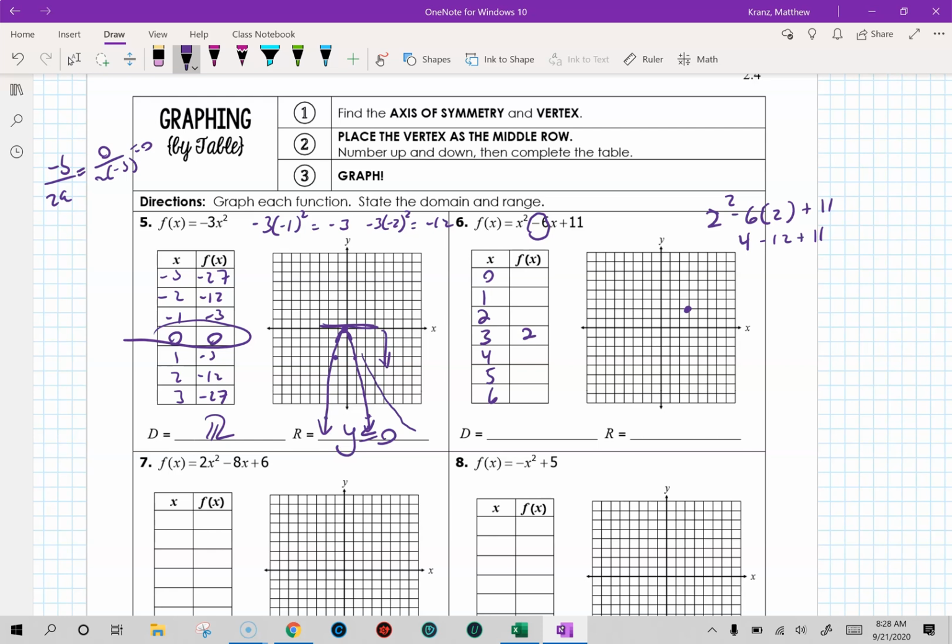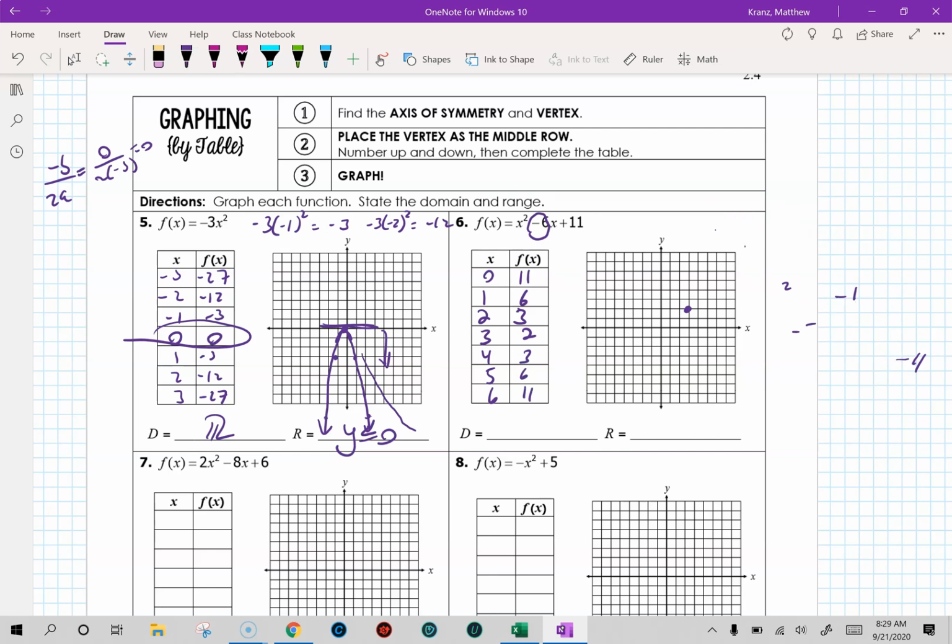Is that right? No. What did I do here? I have 2. That's 4 minus 12, which is negative 8, plus 11 is 3. I'm sorry, that is 3. So that'll be 3. And then for 1, it would be 1 squared minus 6 times 1 plus 11. Well, 1 minus 6 is negative 5, plus 11 is positive 6. And for 0, 0 squared minus 6 times 0, these go away, so this will just be 11. And if we did it on the other side, we find the same results. That's how it should look, very symmetrical.